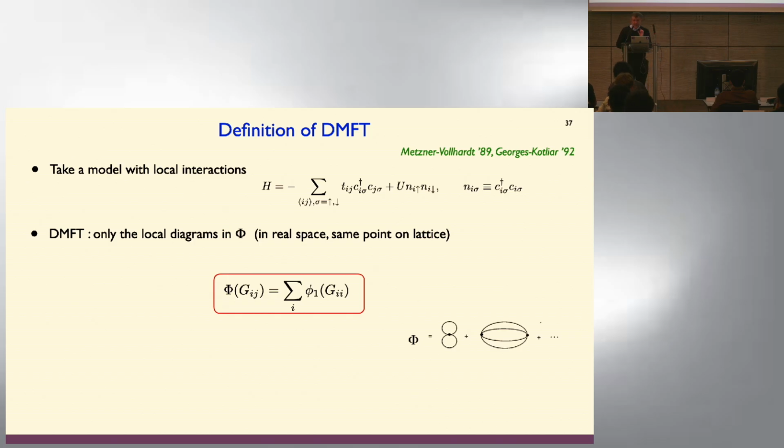DMFT corresponds exactly, yes? There was a term, the skeleton diagrams. Yes. Two particle irreducible diagrams, also called skeleton diagrams. That's the same, it's just a name. Different books, different names. The definition of DMFT is that you take only the local diagram in phi, in real space, same point on the lattice, in terms of diagrams, exactly. So phi here of Gij is some phi, which I call phi 1, which are the diagrams which are local in space.